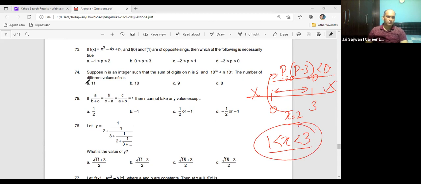Okay, fine. Very good. Shivam Gupta has asked me, why did you take product? Don't take product. One value is positive, P is greater than 0. Second is P minus 3 is less than 0. We'll say P is less than 3.